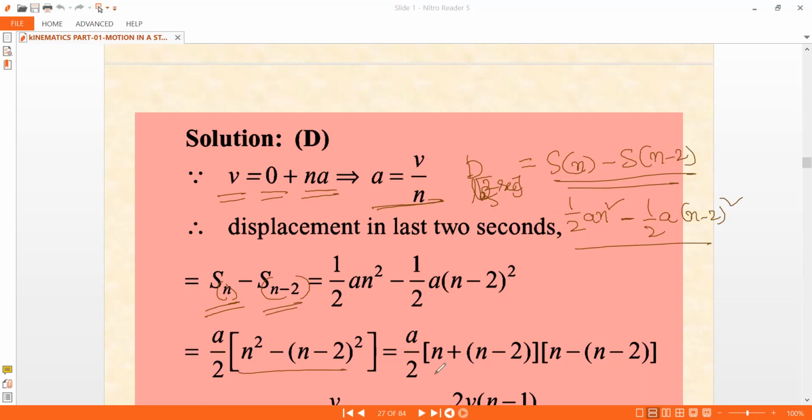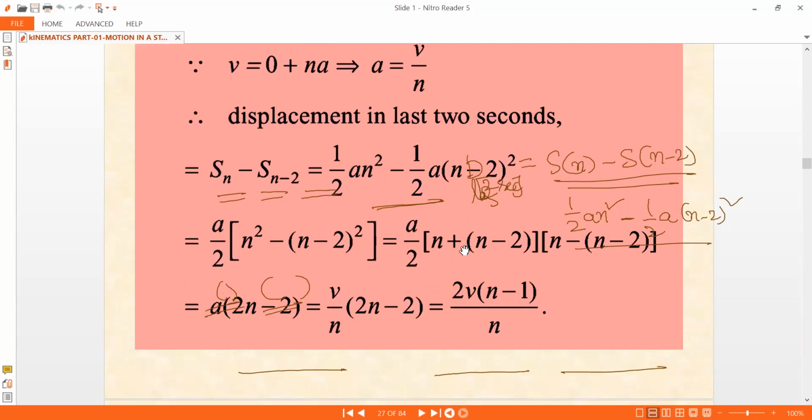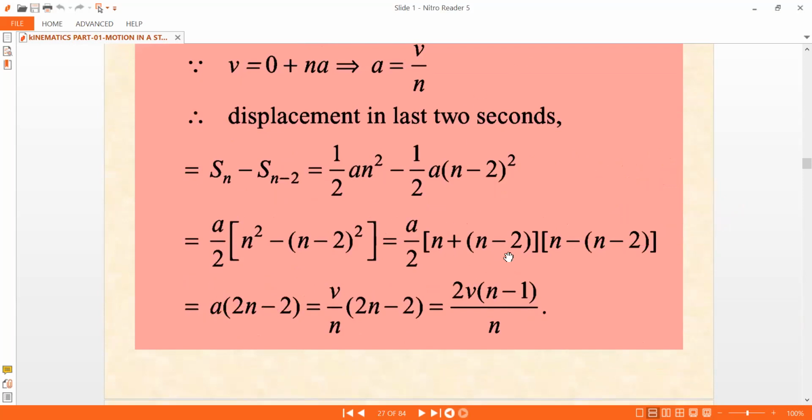You can use the formula a plus b into a minus b to crack this. So after this, n plus n minus 2 is 2n minus 2. And here n gets cancelled. You can see that n gets cancelled, and then 2 will remain here. Minus of minus 2 is plus 2. So these 2 and these 2 get cancelled. A into 2n minus 2 is what you have.